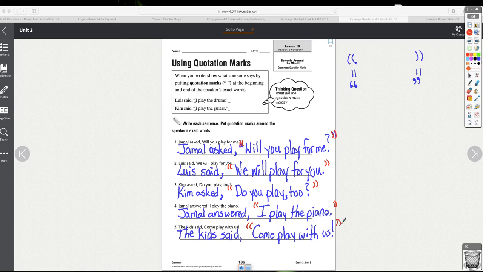Good. Now make sure your quotation marks are not floating above the word. They need to be before the word, not above the word floating in the air. They come before the word. Okay? Also, make sure you're doing the same thing. Come play with us. Good job. Right, Kinsley? Thank you, Yanessa. All right. Once you have this down, go ahead. You can put this away.